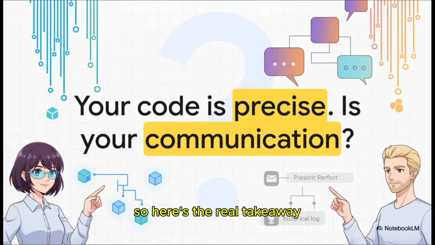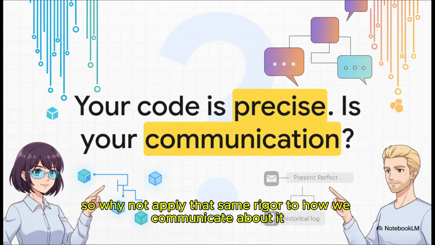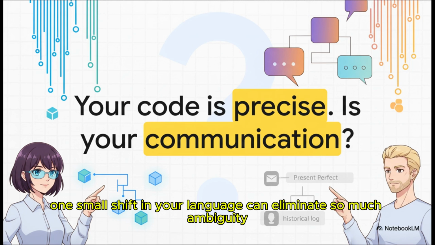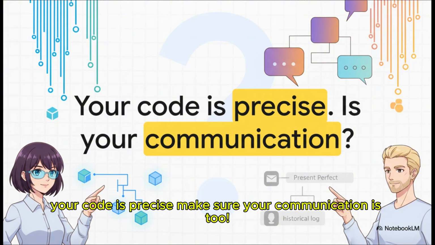So here's the real takeaway. We spend our days obsessing over precision, over logic and state management in our code. So why not apply that same rigor to how we communicate about it? Making this one small shift in your language can eliminate so much ambiguity and just make your entire team more efficient. Your code is precise. Make sure your communication is too.